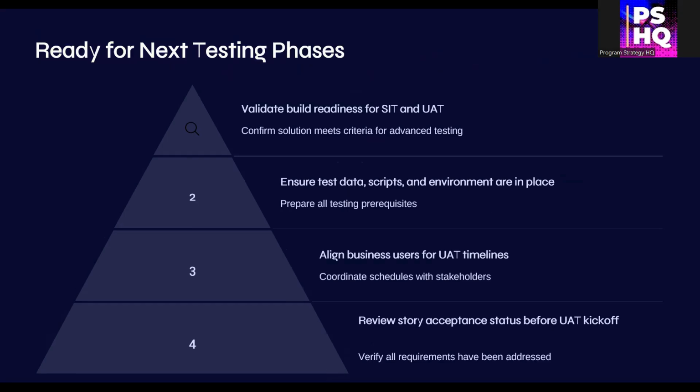As you approach the end of sprints, start planning for system integration testing and UAT. Ensure all test data, environment, and scripts are ready. Align business users for UAT. Confirm timelines and communicate expectations. Before UAT kickoff, validate that all acceptance criteria are met.